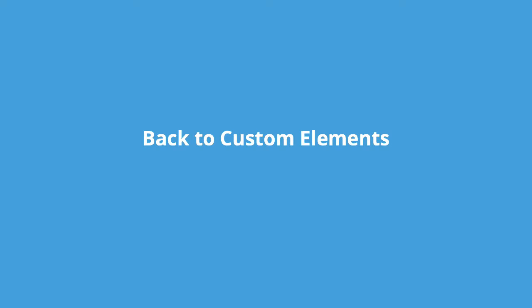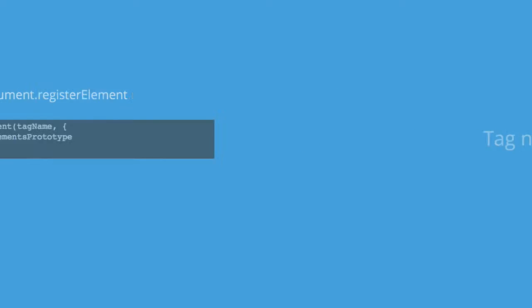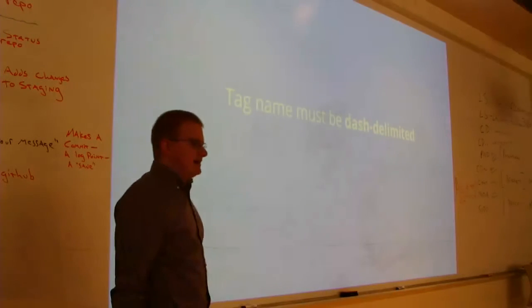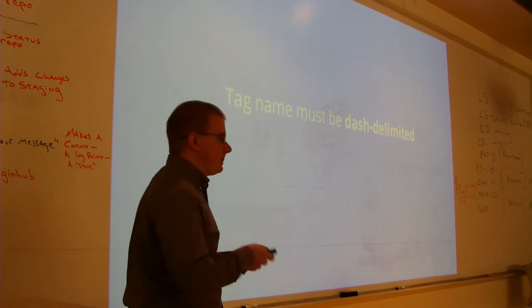All right, so back to custom elements. This is the magic function call that we get with custom elements. This is what allows us to make our own element. Document.registerElement. This is the important one. It takes two arguments. The first one is the tag name. That's a string, and that's the name of your element. Tag names must be dash delimited, so you have to have a hyphen in that name.